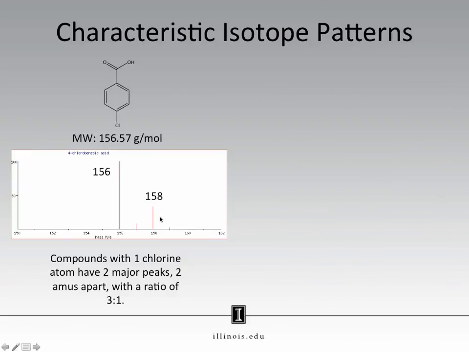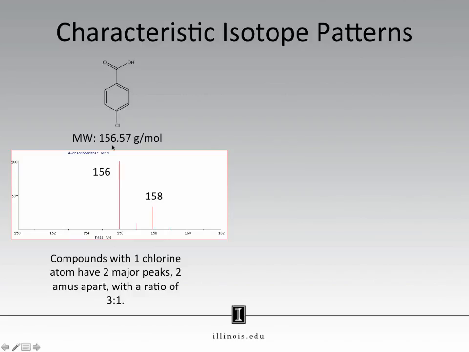The first of these elements is chlorine. Here I have a molecule that contains a chlorine atom. Using the atomic weight of chlorine I see in the periodic table, I calculate a molecular weight for this molecule of 156.57. Do I see that mass on the mass spectrometer?